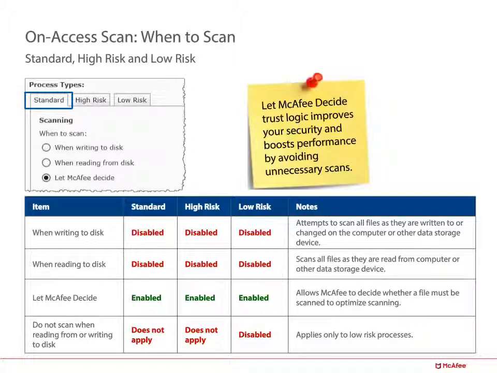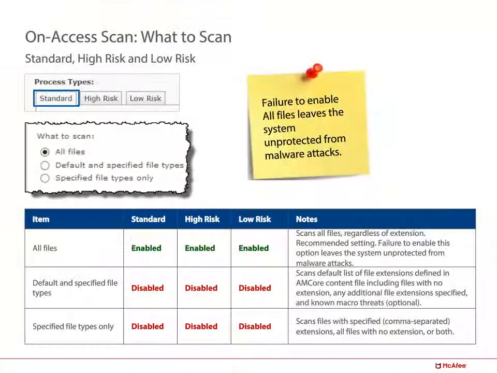For high risk, it's also enabled for let McAfee decide, and the low risk is enabled for let McAfee decide. To configure the what to scan feature for your standard, high risk and low risk, your options are all files, which basically scans all the files regardless of the extension. This is our recommended setting. Failure to enable this option may leave your system unprotected from certain malware attacks.